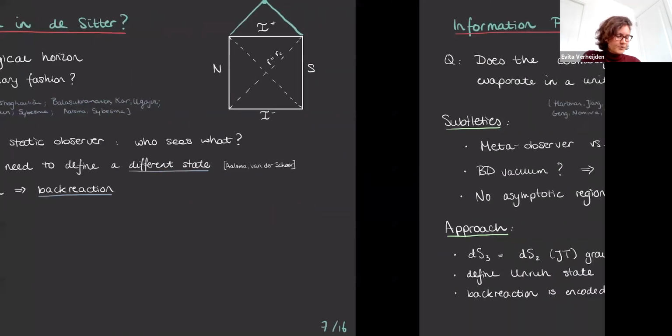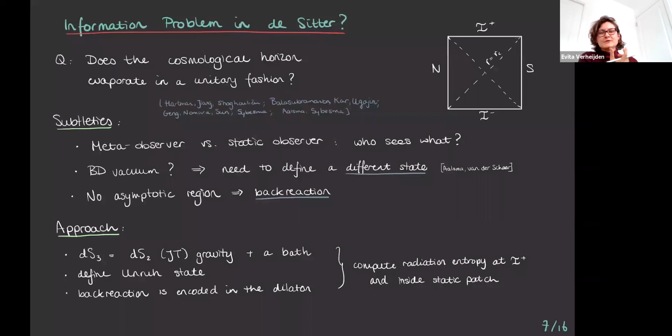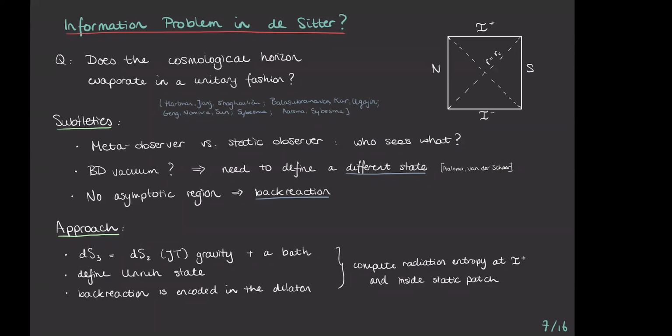And the way we will set up the problem is in a very similar way as I introduced this BTZ geometry, partial reduction. But now we will start with 3D de Sitter space, reducing it to, on the one hand, the gravitating region, the DS2 in JT gravity, and a thermal bath.